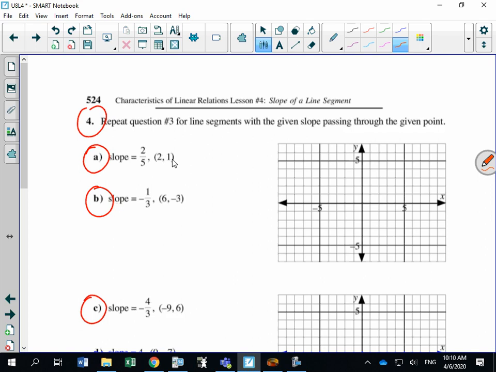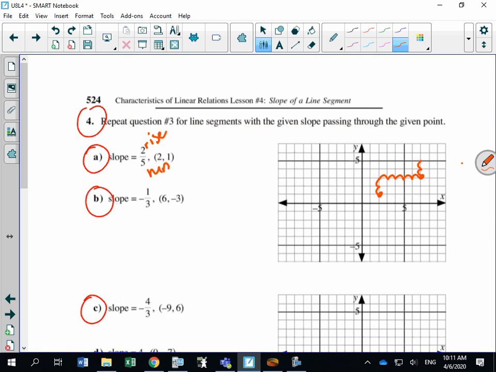So find this point here, x is 2 and y is 1, would be right there. And then you're going to do a slope of 2/5. So you're going to rise 2 and you're going to run 5. So up 2 and run 1, 2, 3, 4, 5. Okay, and again, I can't go up 2 and run 5 because I'd be off the grid.